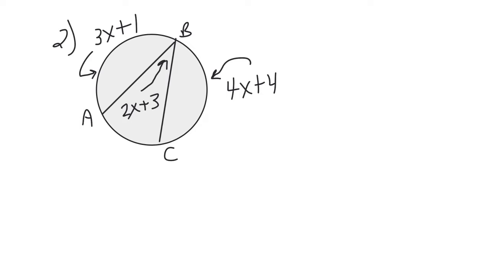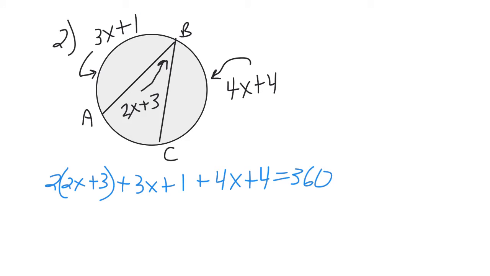In our second problem, we have an inscribed angle, which is 2x plus 3. The intercepted arc is AC. Then we have a minor arc, BC, which has that algebra, and a minor arc, AB, which has this algebra. For our algebra equation, we need to double the inscribed angle. So whatever this angle is here, let's say it's 20 degrees, this amount of arc will be 40 degrees. It's double what the inscribed angle is.